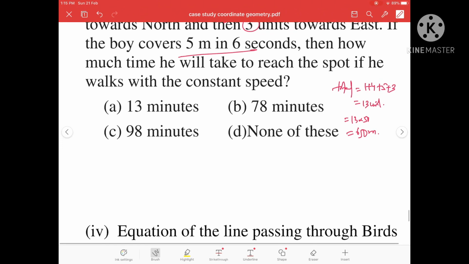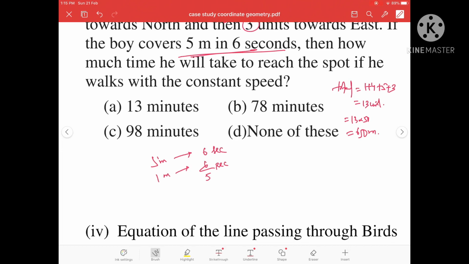Now comes to find the time taken. For 5 meters, time required is 6 seconds. So for 1 meter, 6 by 5 seconds. For 650 meters, it will be 6 by 5 into 650 seconds. But we have to find in minutes, because the options are given in minutes. So 6 by 5 into 650 by 60 minutes, which will be 13. So 13 minutes will be the answer.